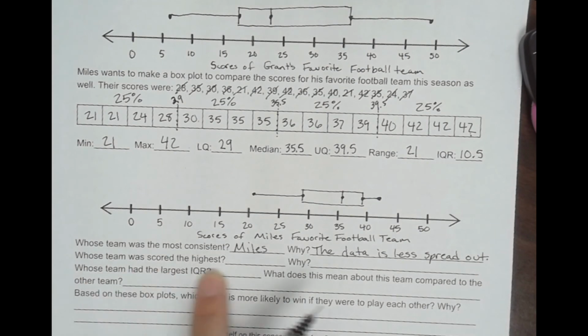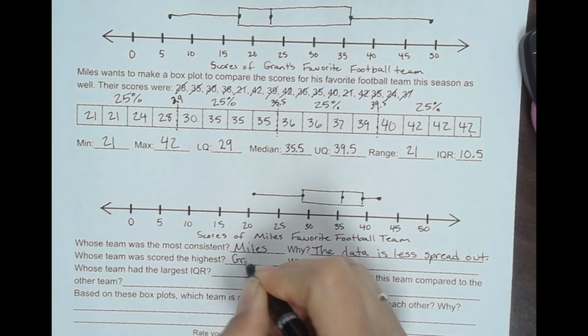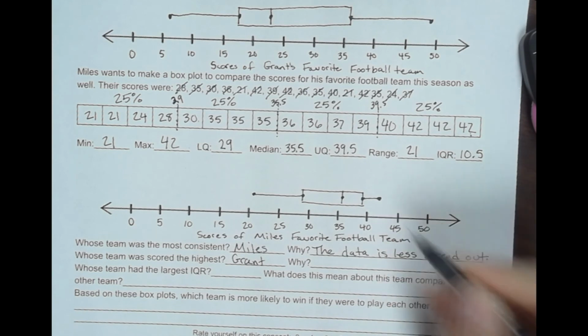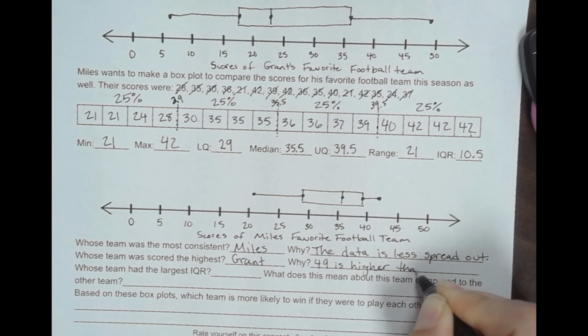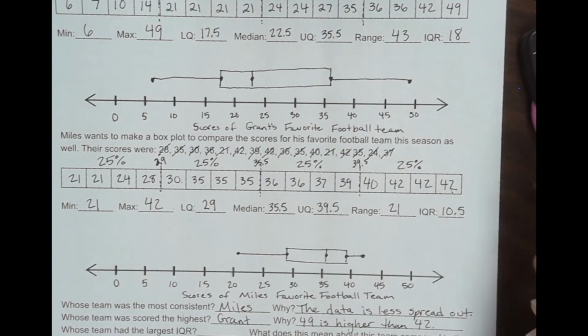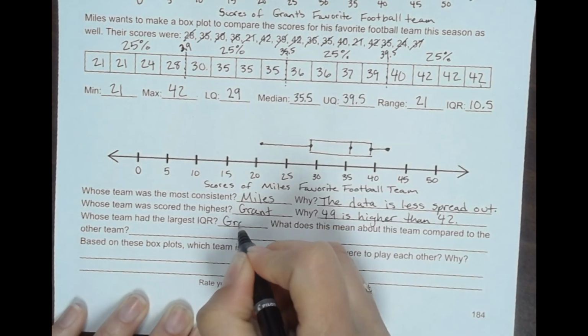Now it says whose team scored the highest? Well, that would be Grant's team. They had a score of 49, which is higher than his score of 42. Why? 49 is higher than 42. Whose team had the largest IQR, interquartile range? 18 is larger than 10.5. So that would mean Grant's did.